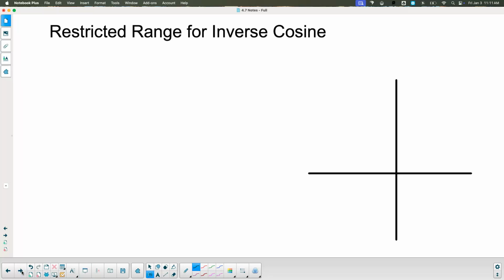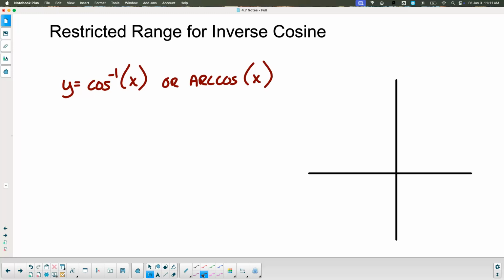So the restricted range for cosine, we still need to go from the domain here, y equals inverse cosine or arc cosine. The domain is still going to be -1 to +1. So I still need to go from -1 all the way out to +1. I still need to get every value between there.